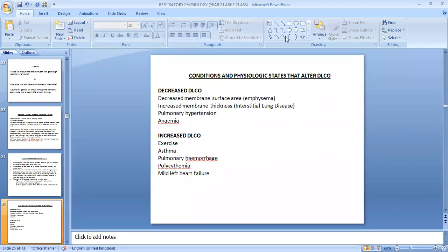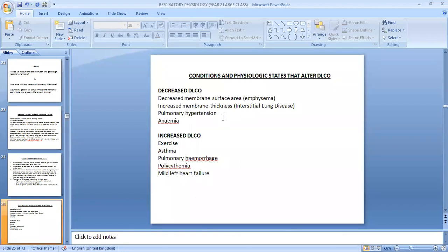Conditions and physiological states that alter DLCO. There are conditions and there are physiologic states that alter the DLCO. There are those that decrease and those that increase it, and you should be aware. Those factors that decrease DLCO include decreased membrane surface area. When you decrease membrane surface area, since we are dividing by alveolar partial pressure, it is going to go up, and therefore the denominator goes up, it decreases the value.